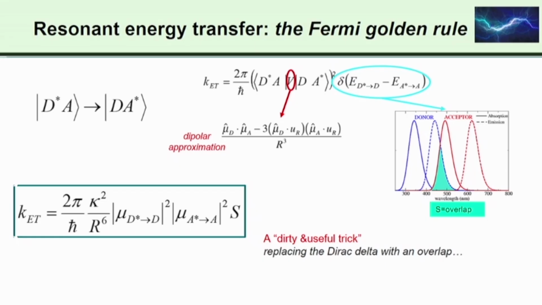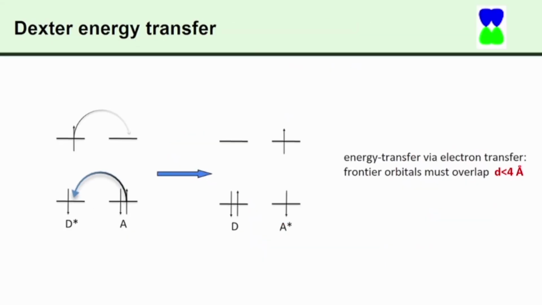This is the issue. So the idea is to go with another mechanism, a mechanism that this time involves the overlap between the frontier orbitals. And of course, if you have an excited donor, you can imagine to transfer the excitation to the acceptor by a concerted transfer of two electrons, one from here, the other from there, and magically you go from D star to A star, okay? Which is the point. Now, the frontier orbitals of the objects that interact must overlap, and this means that the distances are very important because the overlap decays exponentially with the distance, okay?